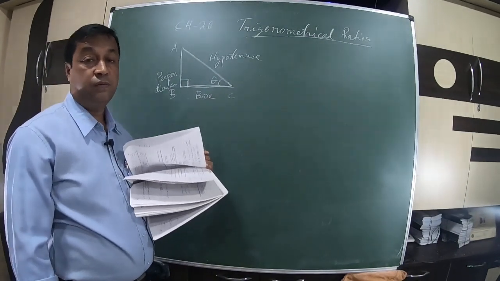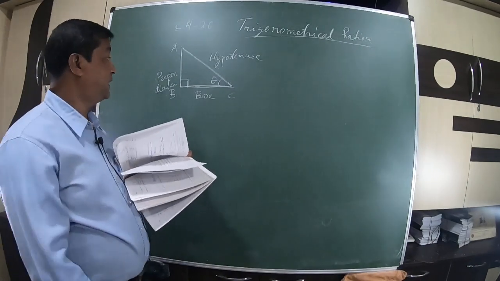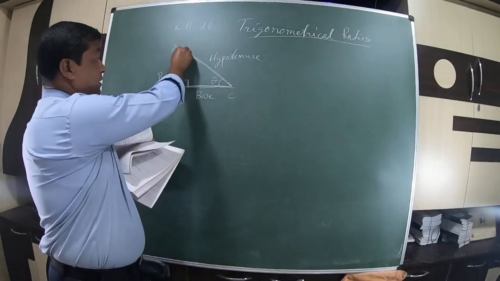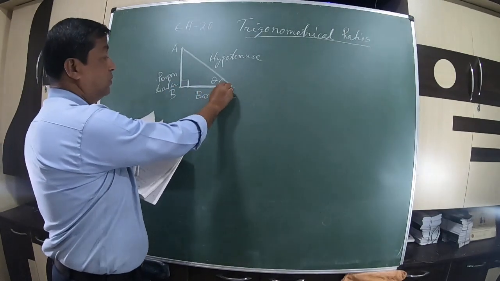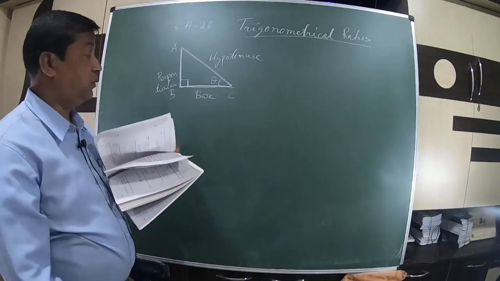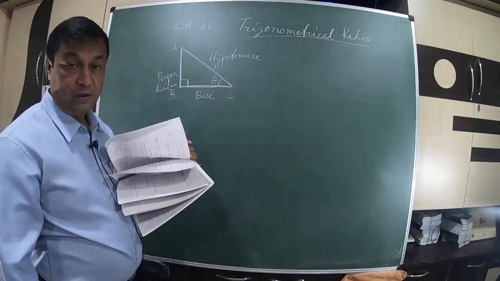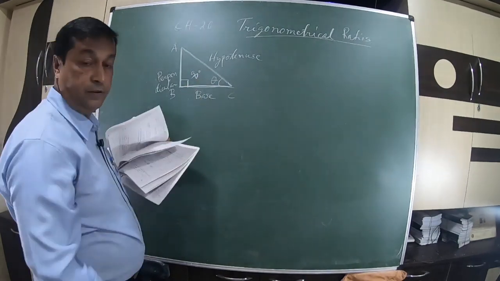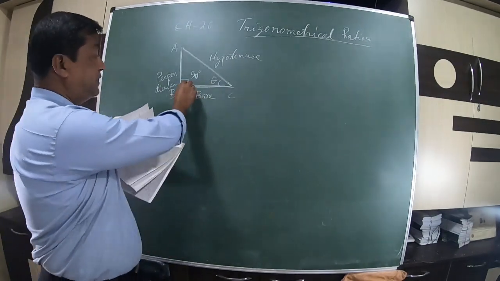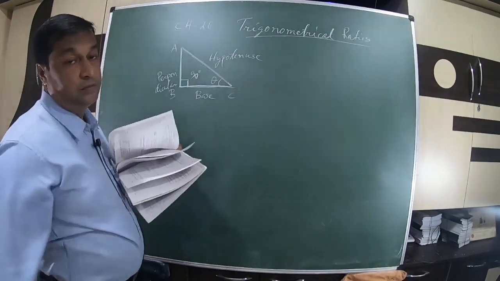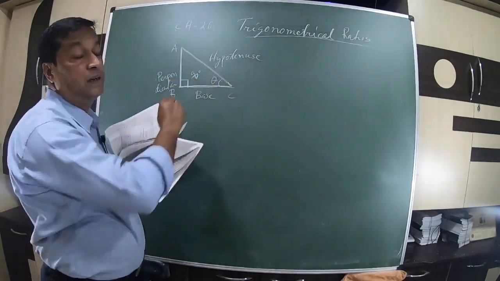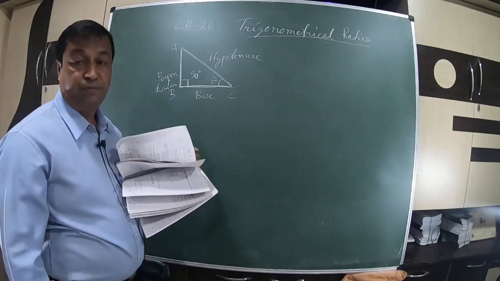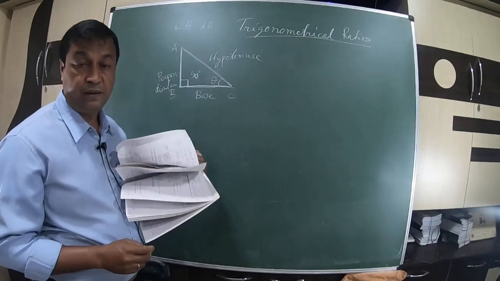So let me repeat it again. If you take a right angle triangle, say this side AB is perpendicular to BC. So AB will be the perpendicular, because this angle is 90 degrees, and BC is the base, and the longest side will be the hypotenuse.